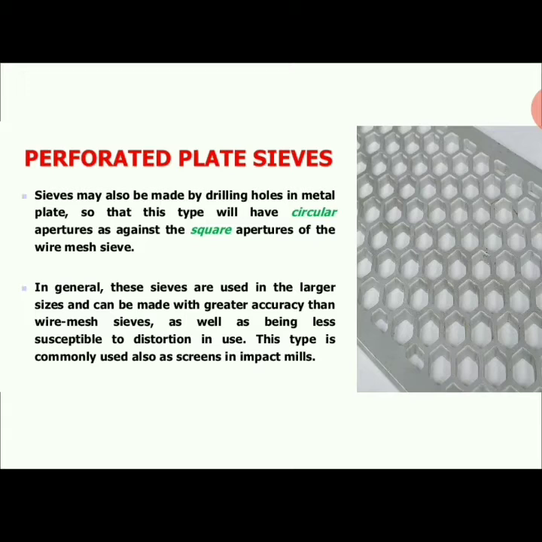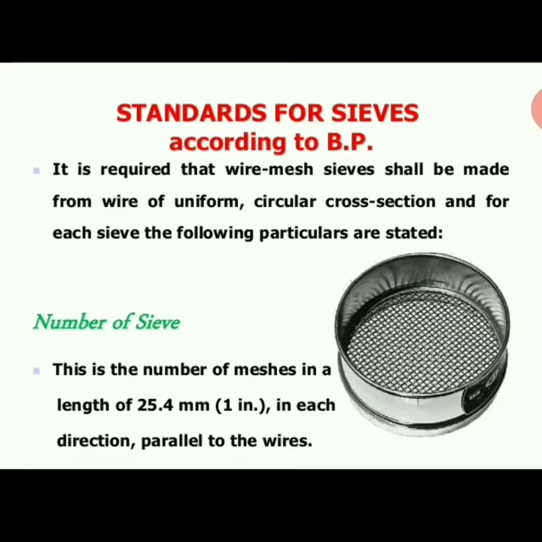Then the next point is the standards for sieves, their dimensions and notification. According to the British Pharmacopoeia, it is required that wire mesh sieves shall be made from wire of uniform circular cross section, and for each sieve the following particulars are standards. These standards are also called test sieves, meaning a test or specification for sieves, because the sieves used for pharmacopoeial testing must match the following specification.